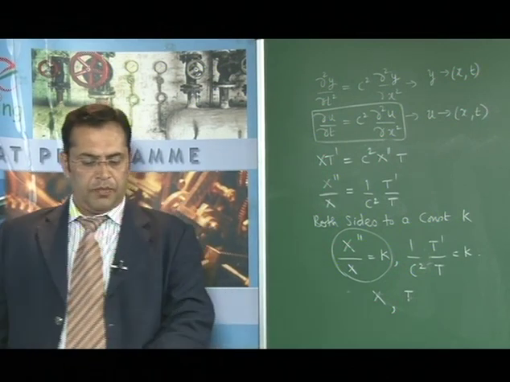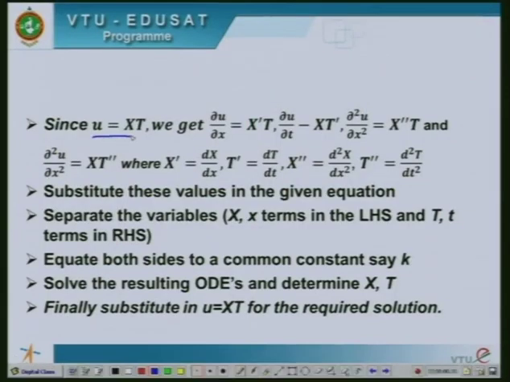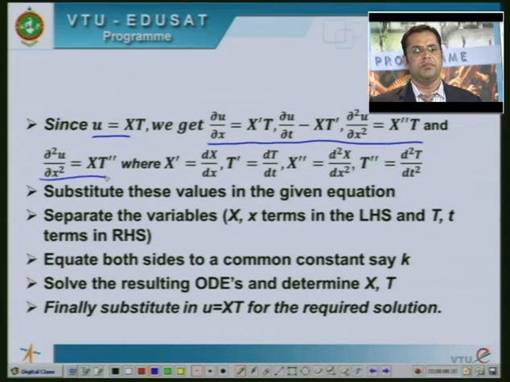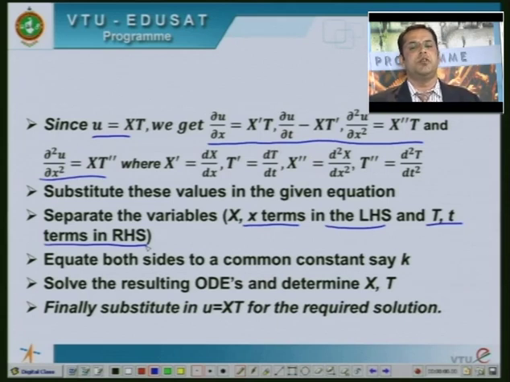Now, as we explained, assume the solution as u equal to capital X into capital T. You have the equivalent derivative expressions written here. Substitute these values in the given equation, separate the variables, capital X, small x terms usually in the LHS, that is not a condition, and capital T, small t terms in the RHS. Then equate both sides to a common constant k, solve the resulting ODEs. I told you, because the PDE is of order 2, either both ODEs will be order 2 or one ODE will be order 2 and the other will be order 1, and finally substitute in u equal to capital X capital T for the required solution.